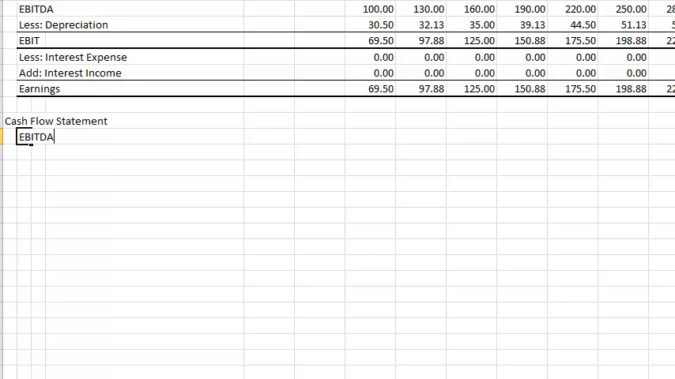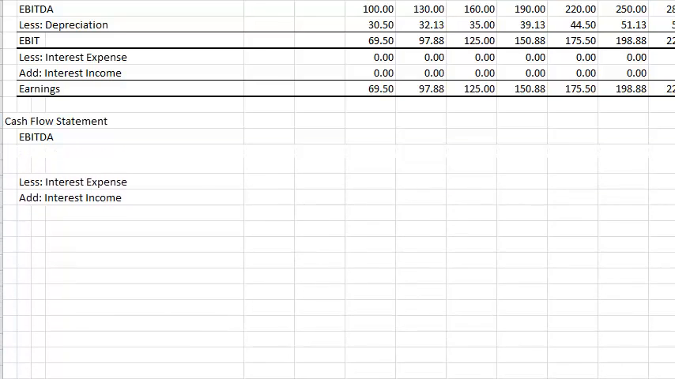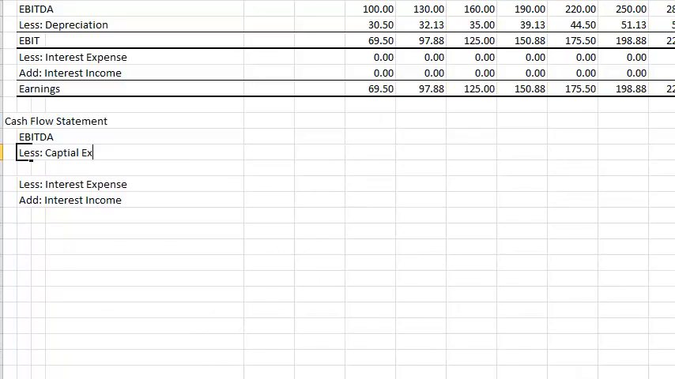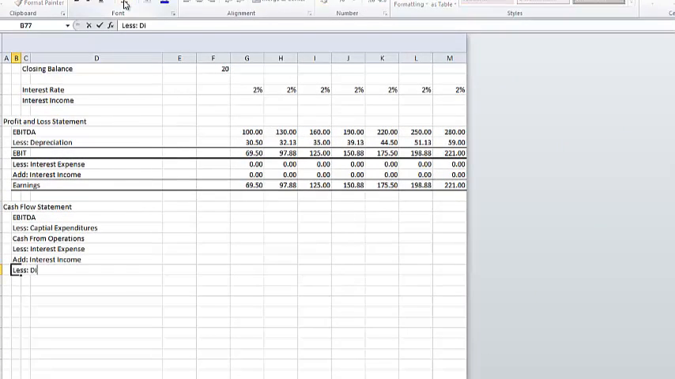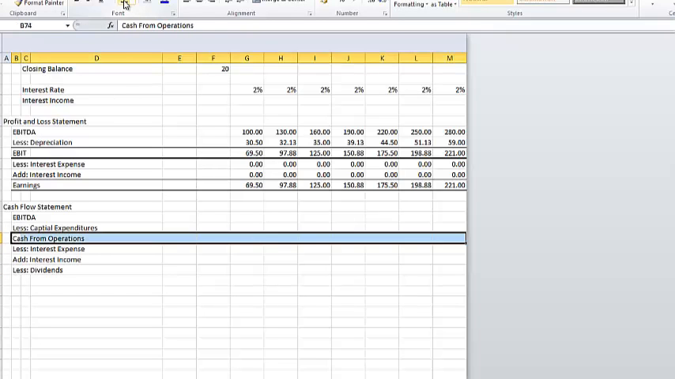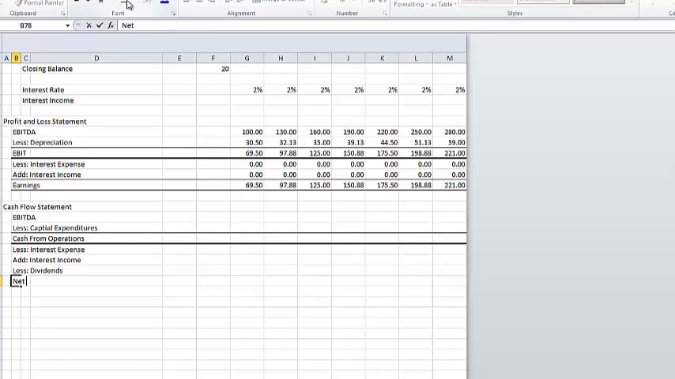Now in the cash flow statement, let's start with our EBITDA, take away the interest expense, add the interest income, now of course we better put less the capital expenditures, and we get cash from operations, and then we take these away, and let's also take away the dividends, and we'll have some sort of net cash flow.